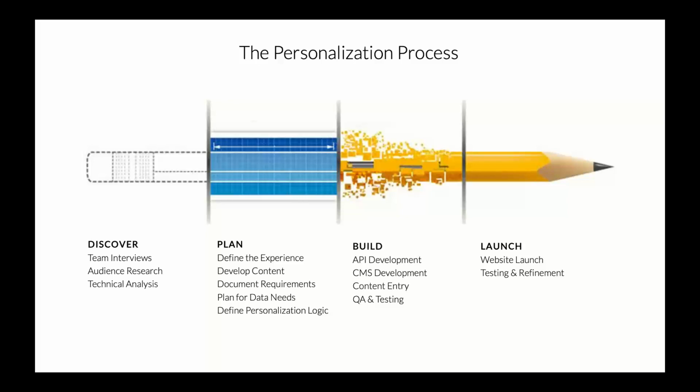But once we document that how, then we move into build, which is where we implement the personalization rules into the CMS and create the API to let the AMS and the CMS communicate. This phase also includes some content entry, testing, and QA once development is complete. And from there, we launch. So in CFP's case, this was a full website redesign, which included the personalization piece.